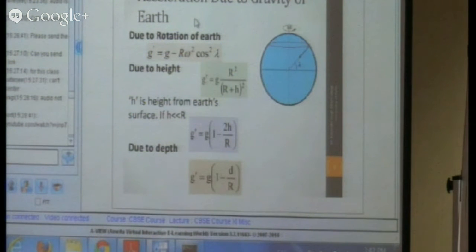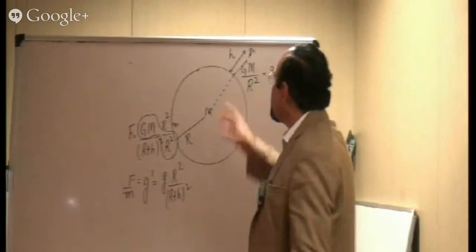Can you tell me what is the acceleration due to gravity at the center of the earth? 0. Why so? Because depth is equal to the radius of earth. If I put d equals R, R by R is 1, 1 minus 1 is 0. So acceleration due to gravity becomes 0. So now one should be very clear that as you move inside, g is decreasing. As you move above the surface of earth, g again is decreasing, right? So g is maximum on the surface.